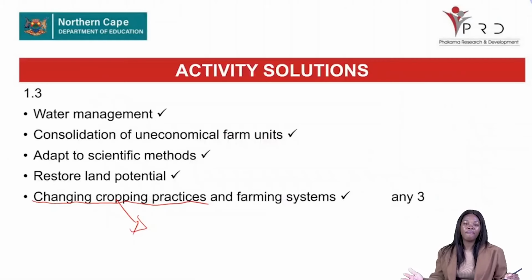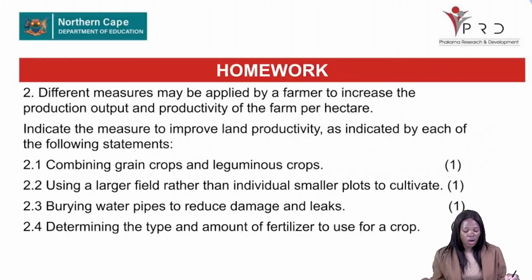So these are the methods of increasing land productivity, making sure that we have high production. When we have high production, we will have more money, and we will be able to make profit. So this is your homework that reads as follows. Different measures may be applied by a farmer to increase the production output and productivity of the farm per hectare. So you are expected to read the statement and answer the questions.